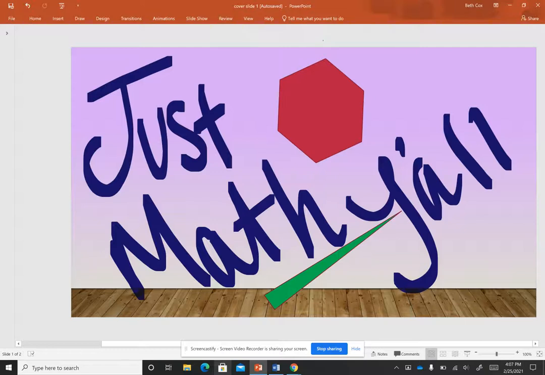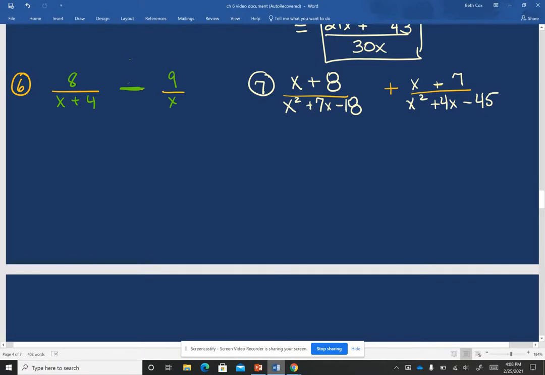Welcome back. We're going to do some more examples of adding or subtracting rational expressions. We're going to be adding these, I think. Let's go look and see. Oh, we do have a subtraction. Okay, so here we go. All right, our first job is to find the LCD, find the common denominator.